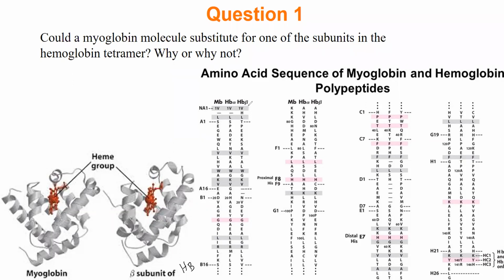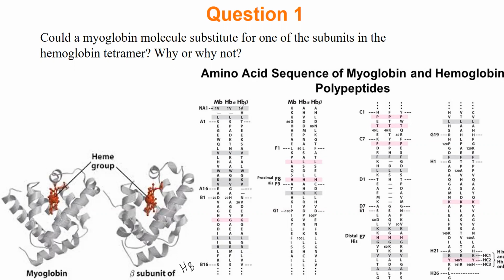So let's imagine that we took the beta subunit of hemoglobin, removed it, and instead replaced it with myoglobin. Do you think if I did that, the molecule would still have the levels of cooperativity that we see if the beta subunit of hemoglobin was still there? Well, keeping in mind, if you look at the two, they look very similar.